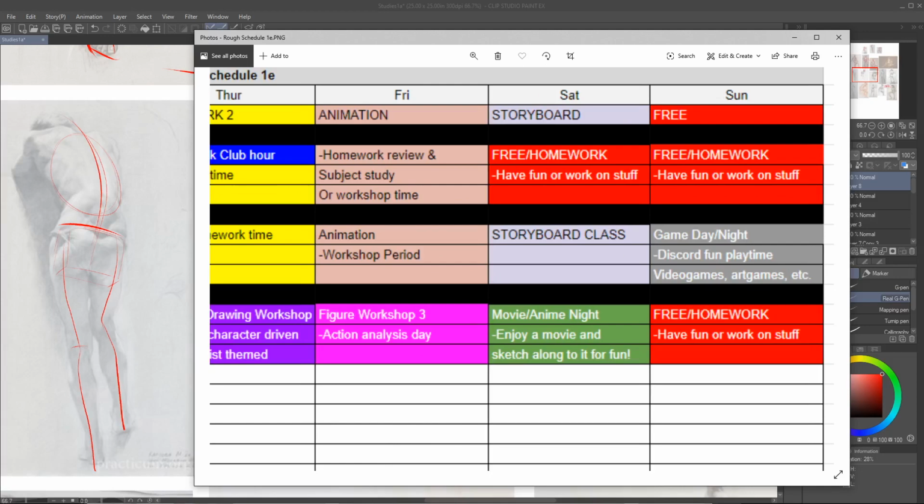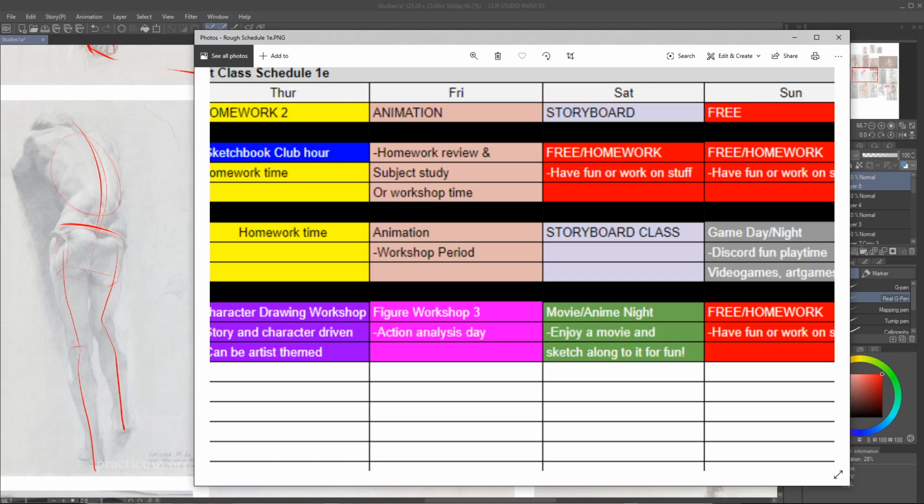But yeah, there's storyboard class. We already just had one session of that, and there's homework for that available. It's pretty starter homework. We're going to go further in this. Storyboard, of course, will feed back into animation, because what you storyboard in storyboard class is going to be animated at some point.